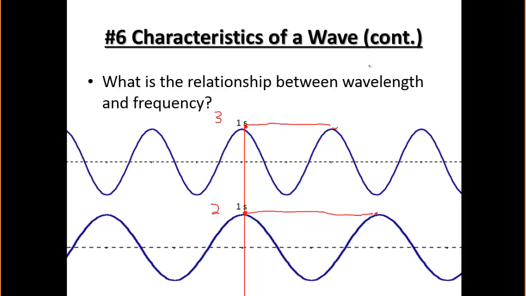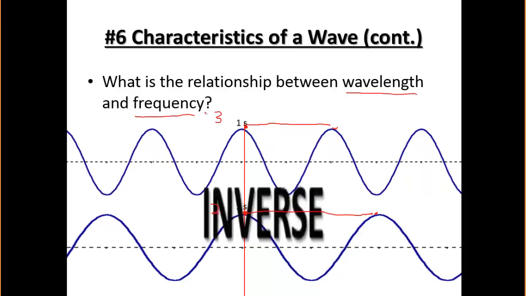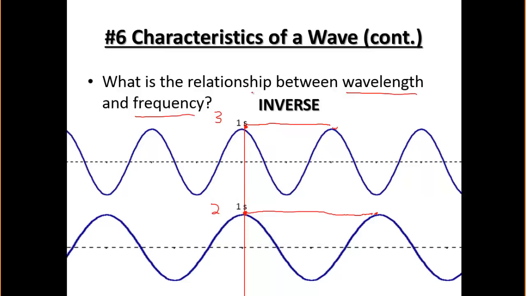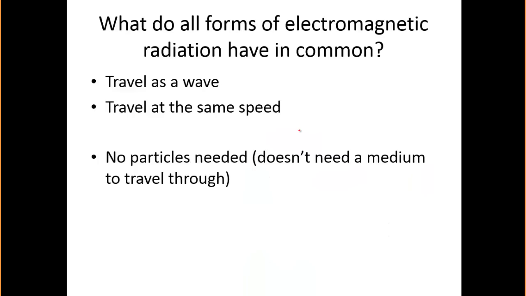Now what we're going to look at is the relationship between the two, wavelength to frequency. As one goes up, the other one must go down to keep us equal. We're going to call this an inverse relationship. So this is the important idea between wavelength and frequency, that they are inverse of one another.